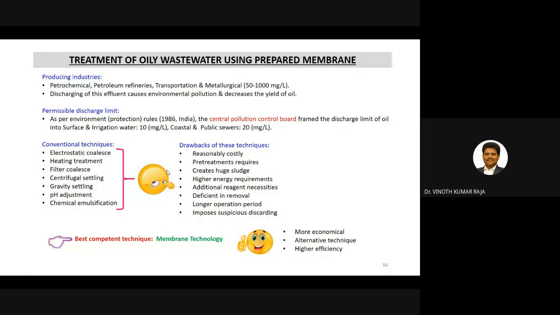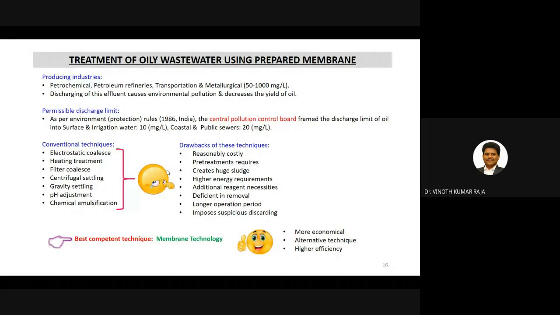And if you follow some of the conventional techniques, there is some deficiency in the removal of oil, because for example, for oily wastewater containing a higher concentration, the treatment is quite easy instead of treating wastewater containing a lesser concentration. So in this case, the membrane performs very well. So with that idea, we also selected some lower concentrations of oily wastewater for our study. Also some processes require a longer operation period and impose suspicious discharge.